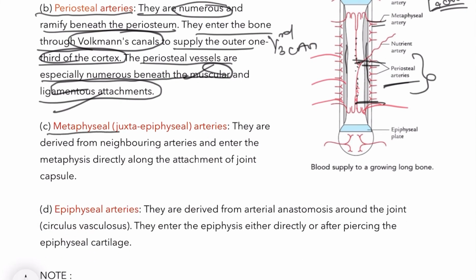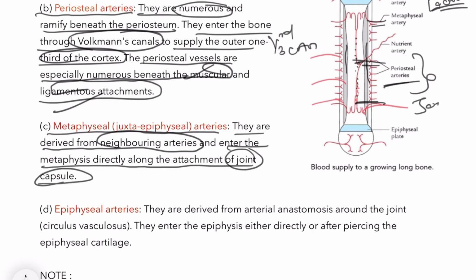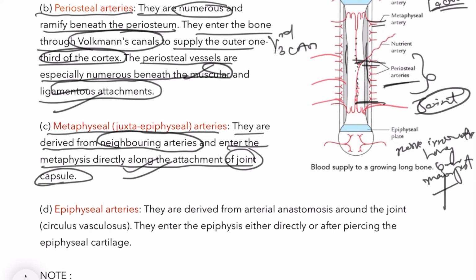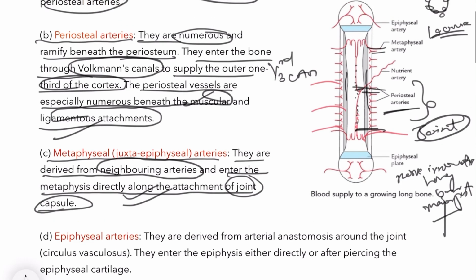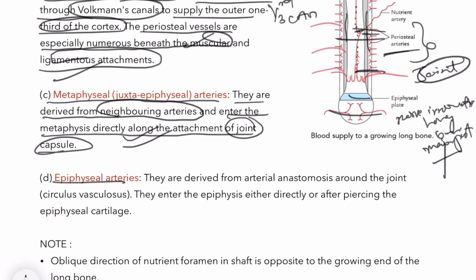Now, metaphyseal or juxta-epiphyseal arteries are derived from neighboring arteries, that is the adjoining arteries, and enter the metaphysis directly along the attachment of the joint capsule. Where there is a joint, from there the metaphyseal artery comes, because we have already discussed that the metaphysis has innervation, and in the long bone it serves as the major part. This is the metaphyseal artery. It is on both ends, because this is the epiphysis, this is the diaphysis, this is the metaphysis of the bone.